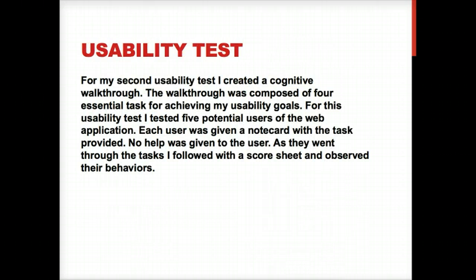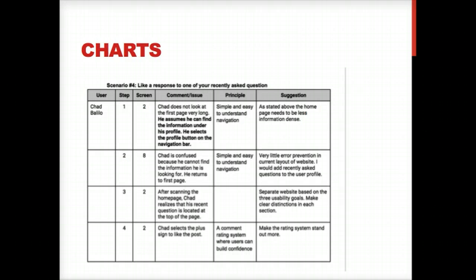So this led to our second usability test, for which I created a cognitive walkthrough. The walkthrough was composed of 4 essential tasks for achieving my key usability goals. For this test, I had 5 potential users of this web application. Each was given a note card with the task provided. No help was given to the user, and they went through the task as I followed them with a score sheet and observed their behaviors. As I was observing, I was keeping score and writing down how they interacted with the website and the steps they took on a little scorecard looking similar to this.